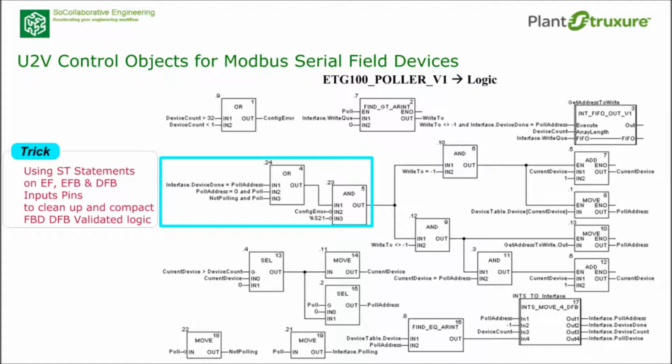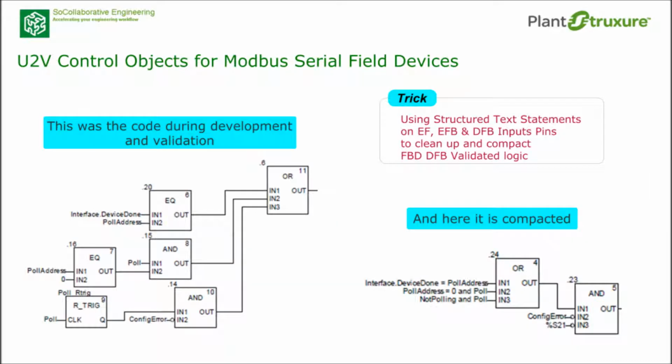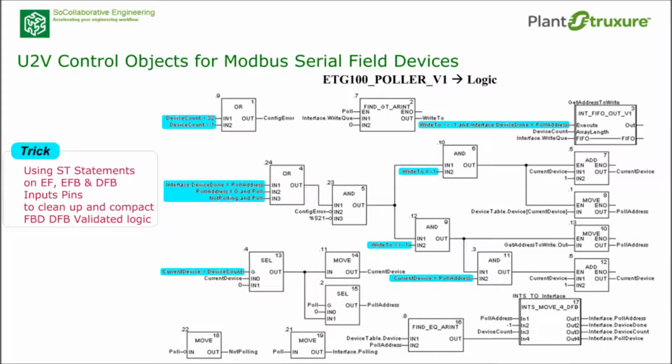You can use structured text statements on the input pins of elementary functions, elementary function blocks, and derived function blocks to clean up or compact function block diagram logic. Here is an example of what this accomplishes. During development of this DFB, you can see what the code looked like, and then after debugging, I compacted it so it is physically smaller in the function block diagram editor. This trick was used in many places within the DFBs for this solution.